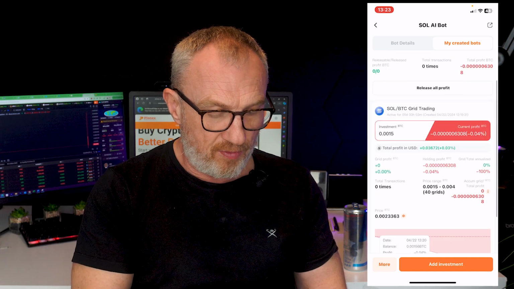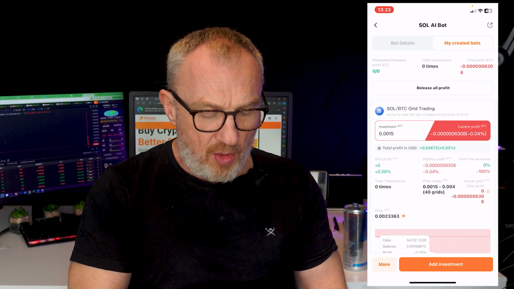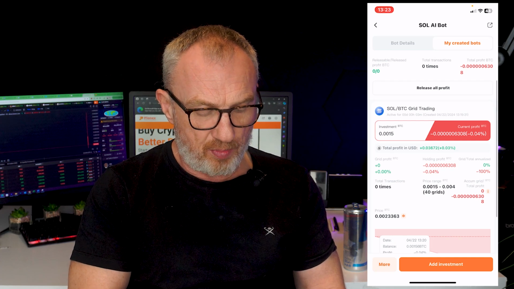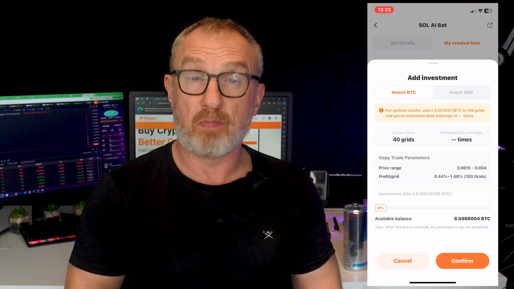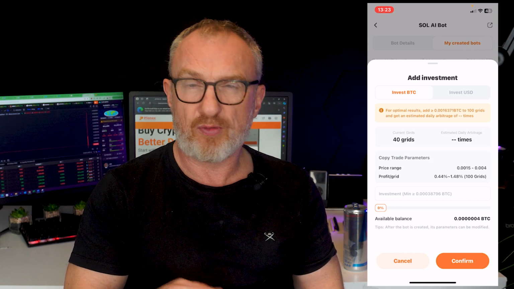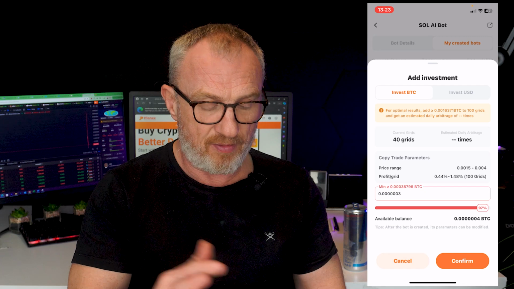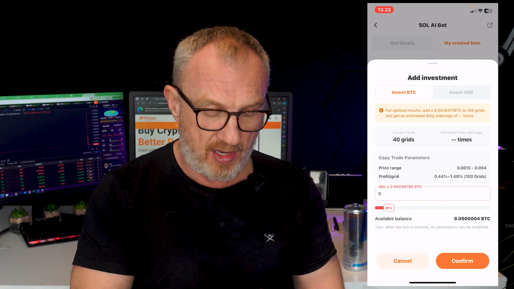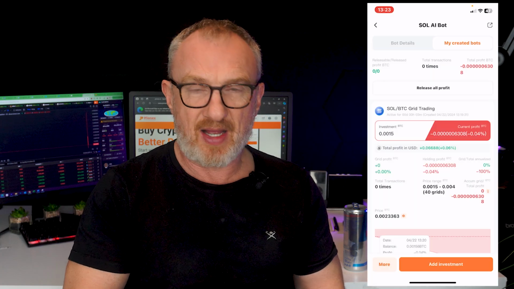And then we've got some further parameters down at the bottom here about the bot. Now, right at the very bottom, you can see there's some buttons, more and add investment. So if I click on them, I can add more to this bot if I wanted to. If I wanted to add another $100, I just click on 100% if I've got that much Bitcoin in there, and then click on confirm, and it would add to that bot. But I'm going to leave it as it is.